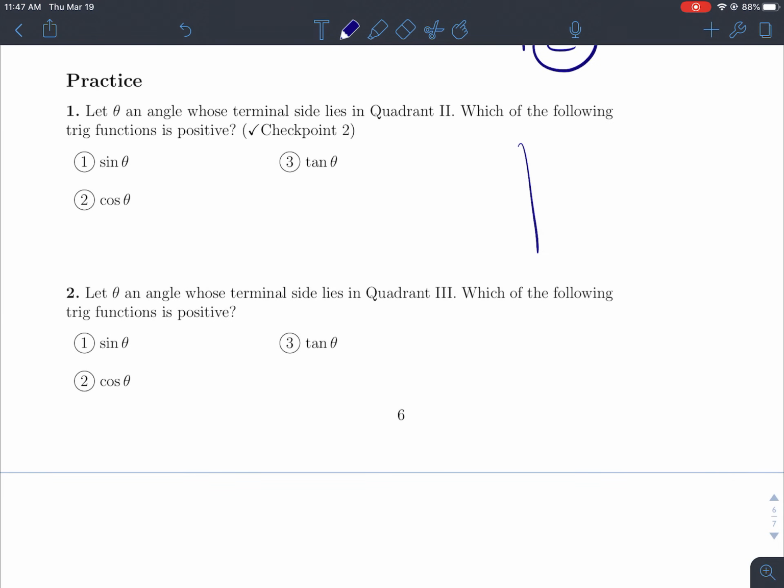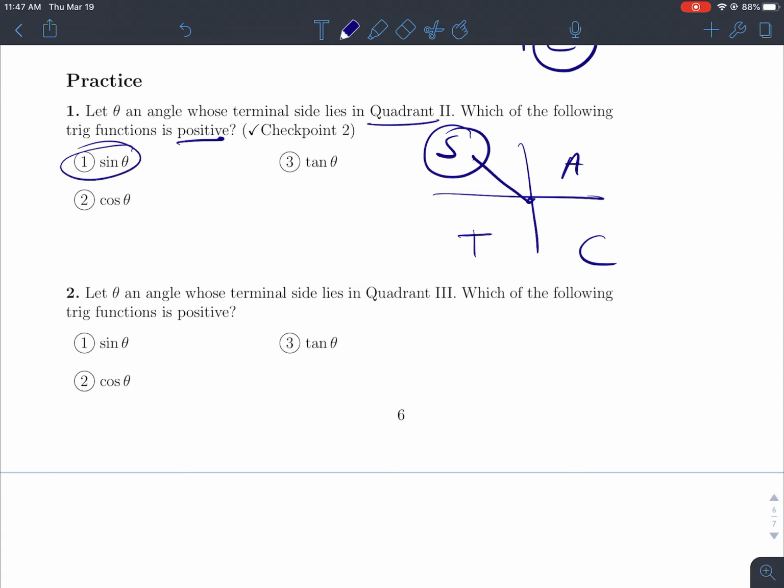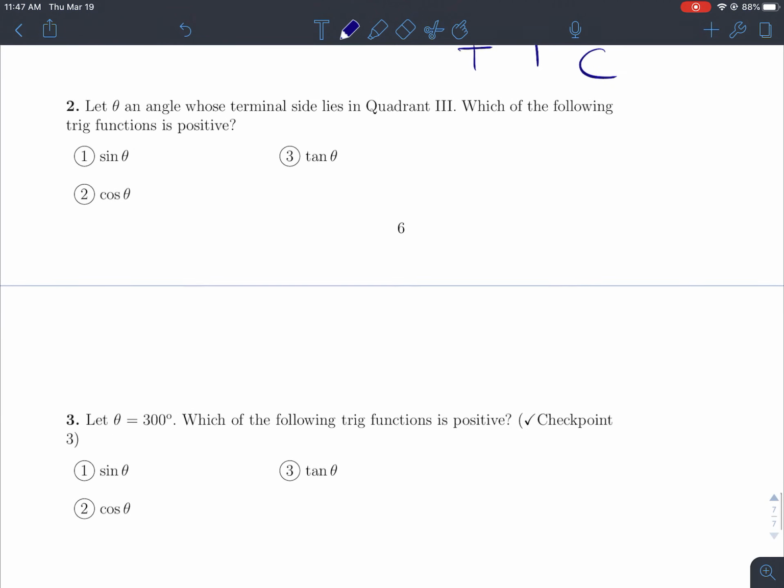Let theta be an angle whose terminal side is in quadrant 2. Which of the following trig functions is positive? Well, we have all students take calculus. We're in the S quadrant because we're in quadrant 2, so sine must be a positive number, and all the other ones are negative.